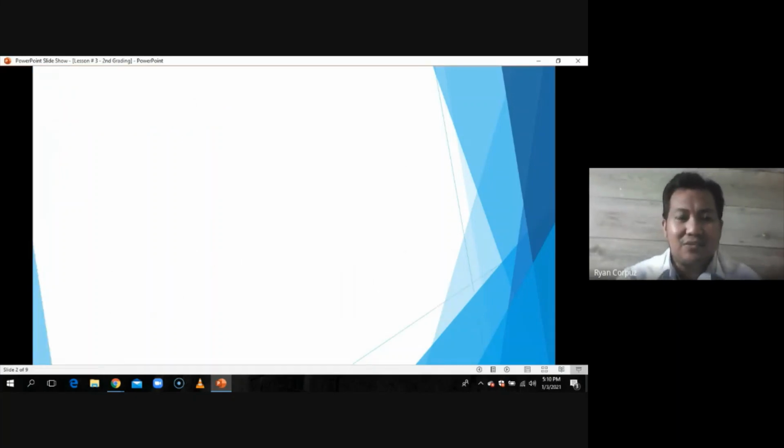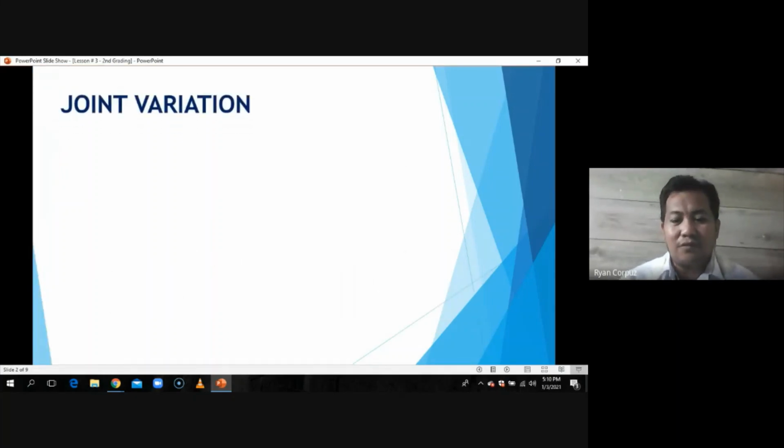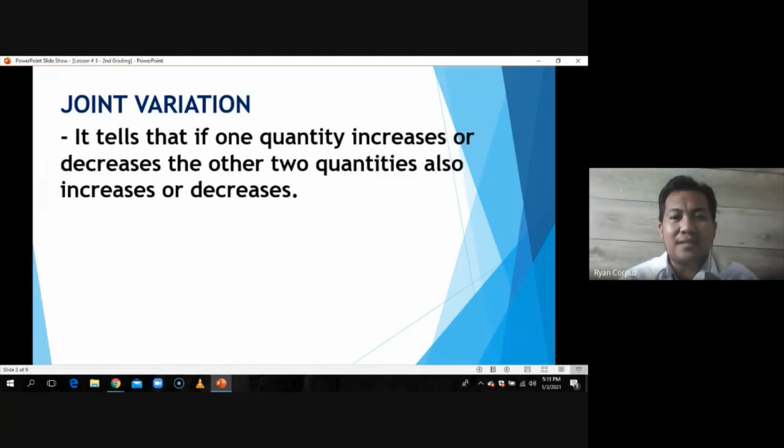Joint variation, if you are going to define it, it tells that if one quantity increases or decreases, the other two quantities also increase or decrease. Meaning to say, ang joint variation is not anymore limited to two quantities. We have mentioned here more than two quantities. So, it involves more than two quantities.